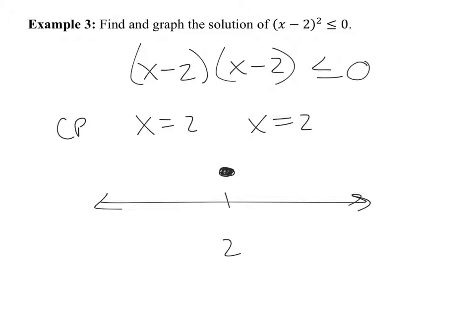So how many regions do we have now? Just 2 regions, that's it. We don't have 3 regions anymore because our root was a repeated root, or critical point was a repeated critical point. Testing both sides. James? For the left side, test 1. Okay, test 1, you get?